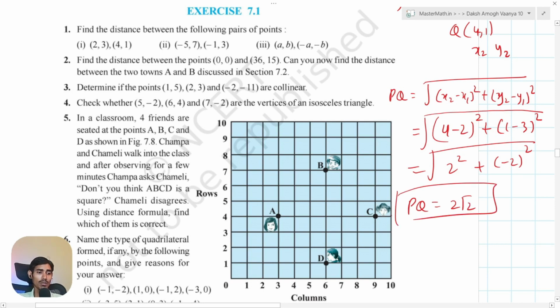Try the second part. Any doubts? Try the second one.